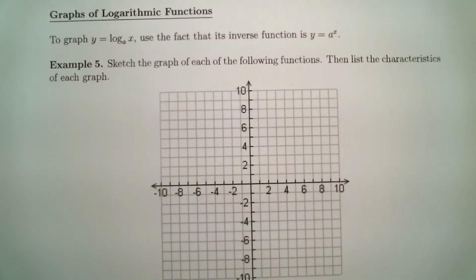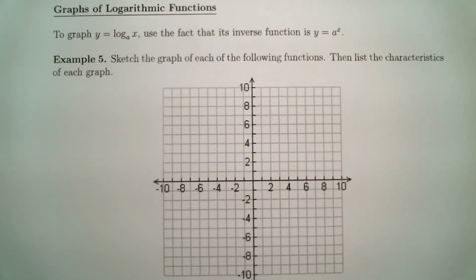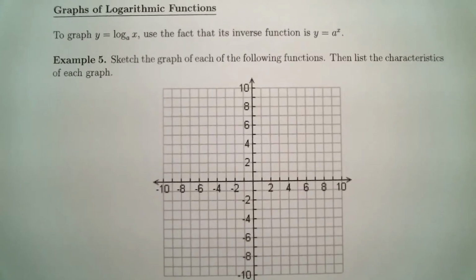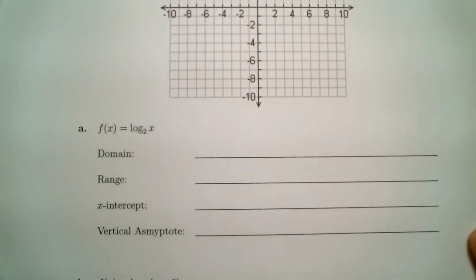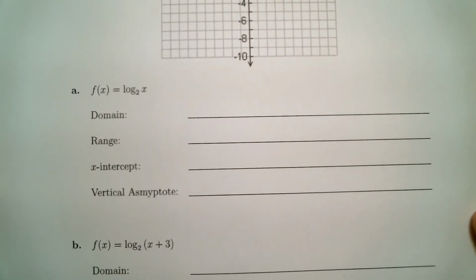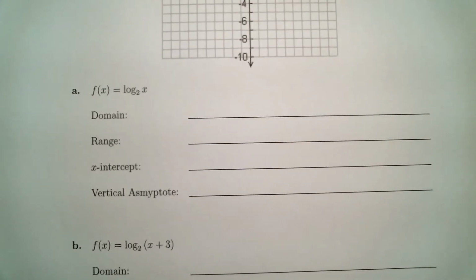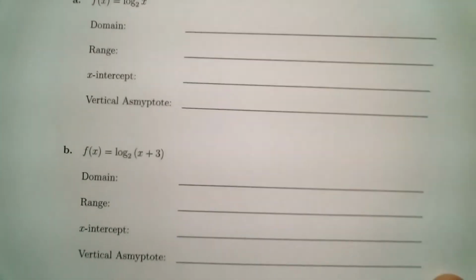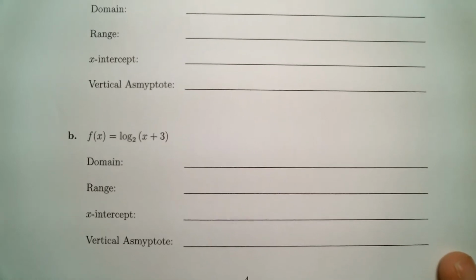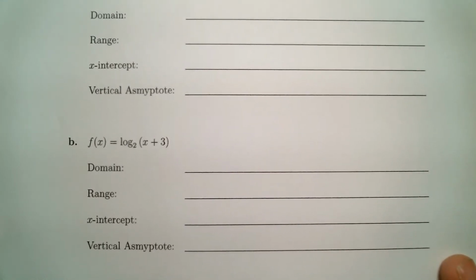In example 5, we are going to sketch the graph of the following functions, and then we're going to fill in the blanks for the various characteristics of each graph. Let me show you what we're going to graph first. In part A, we're going to graph y equals log base 2 of x. Then in part B, we'll look at log base 2 of x plus 3, which is just a transformation of the graph in part A.